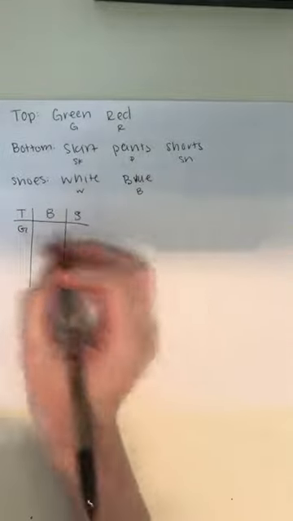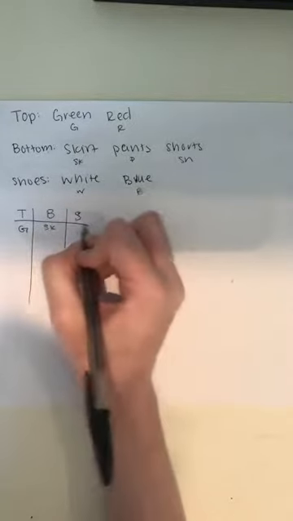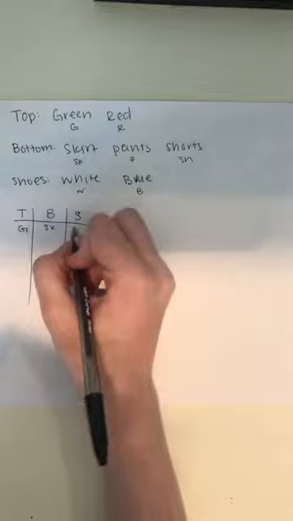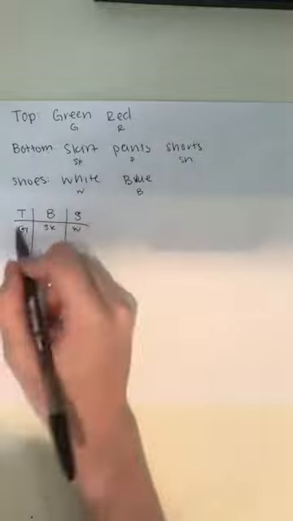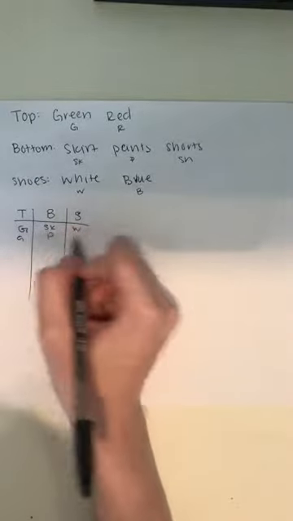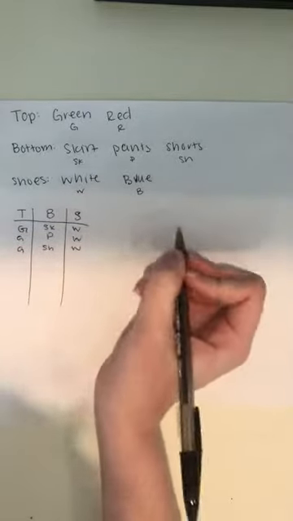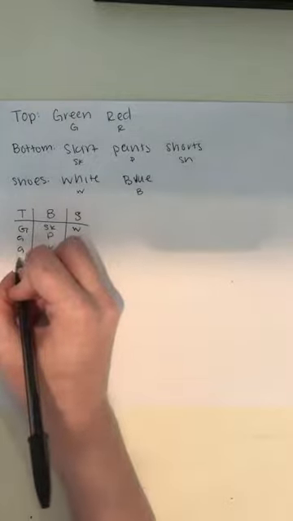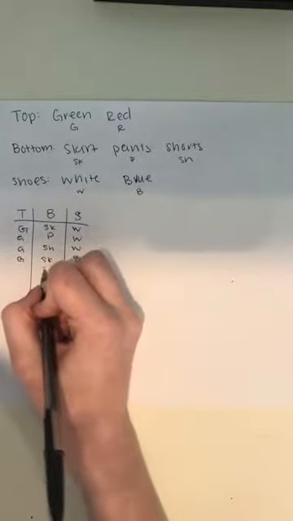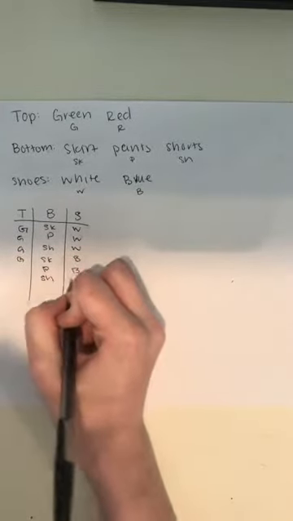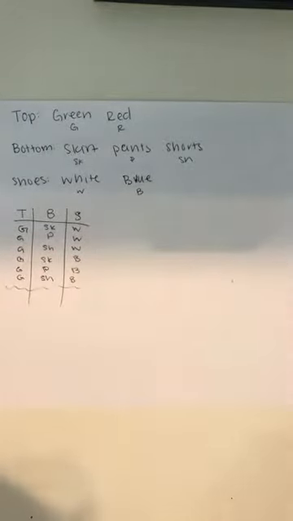So you'd write G in the top column, and then for bottoms, you could do a skirt, and for shoes, you could do your white shoes. And another combination, you could still have your green top, but do pants and white shoes. And again, you could still have your green top, but do shorts and white shoes. And then you could have still a green top and do a skirt and blue shoes, and then pants and blue shoes, and shorts and blue shoes, all with a green top. So that's kind of the end of green tops. Those are all the combinations you can have.